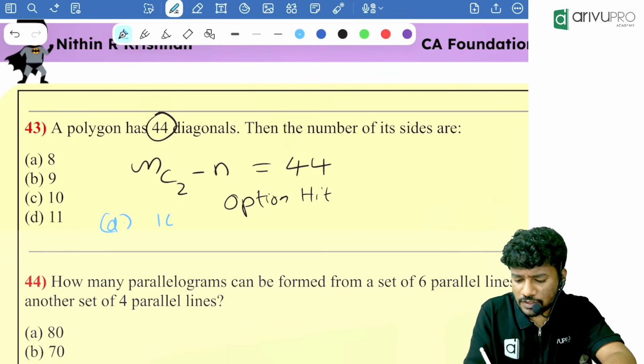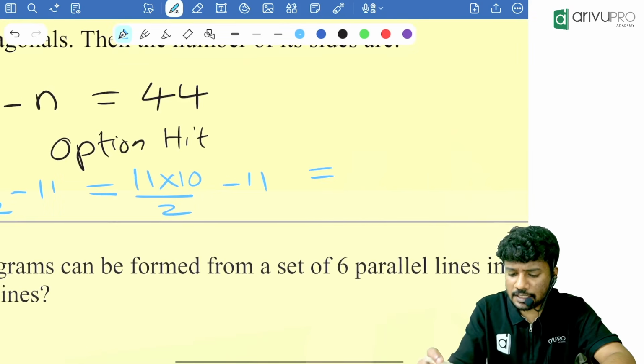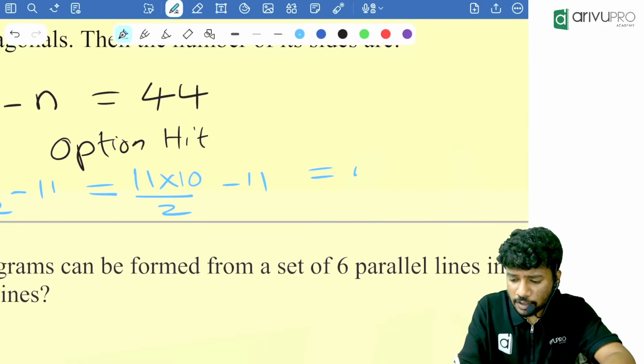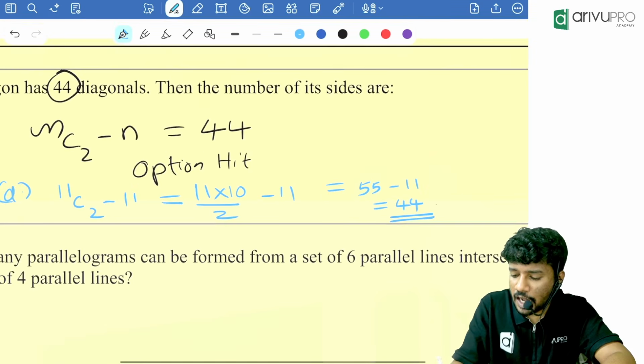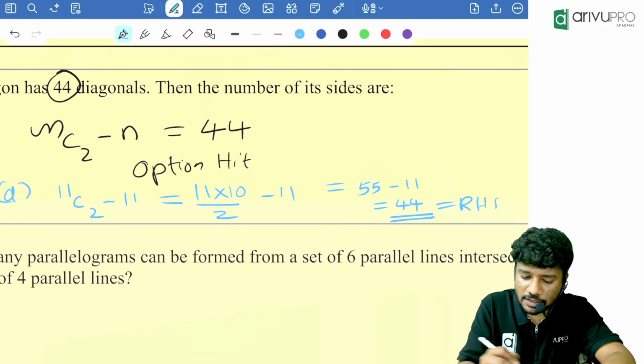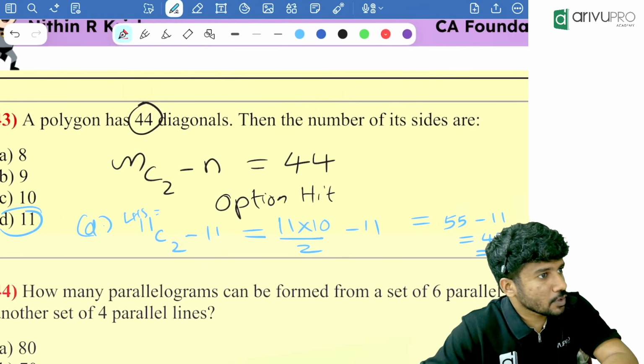Option hit using option D, we are option hitting. Okay. 11C2 minus 11 is how much we are going to check. 11C2 is how much? 11 into 10 divided by 2 minus 11. 11 into 10 is 110 divided by 2 is 55. 55 minus 11, which is equal to how much, people? 44, which is your RHS. So LHS is equal to RHS in which option? Option D. Right answer, Pujita, Bhavadharani.